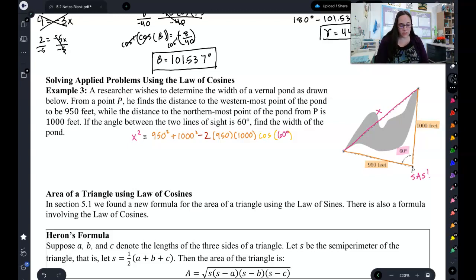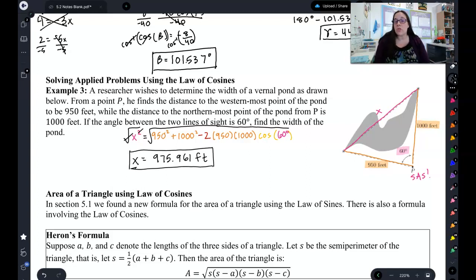And notice that this is one of our fast solves. All we have to do is square root both sides, and that will get x by itself. And now you can just type all of that into your calculator exactly like it is to get 975.961 feet. That is the width of our pond. So that's an example of a story problem that uses the law of cosines.